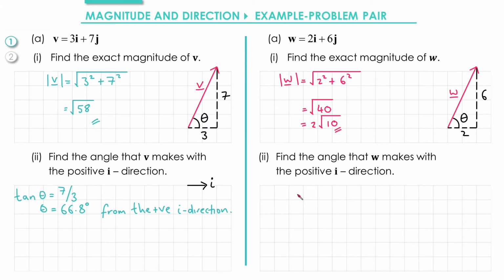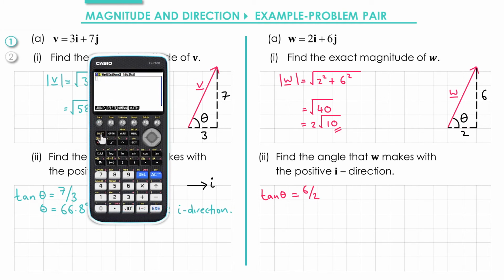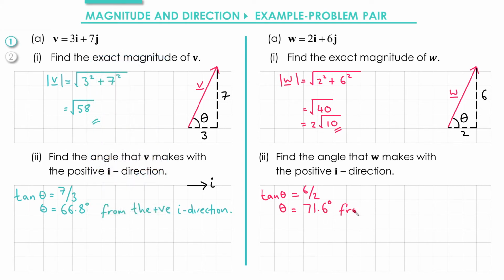Next we need to find the angle that w makes with the positive i direction. We already have that angle marked here, and once again we have the opposite and the adjacent in this triangle, so we can say that tan theta equals 6 over 2, which you could just write as 3 if you liked. So in our calculator, we need to do the inverse tan of 6 over 2, which gives us theta equals 71.6 degrees, and that's measured from the positive i direction.